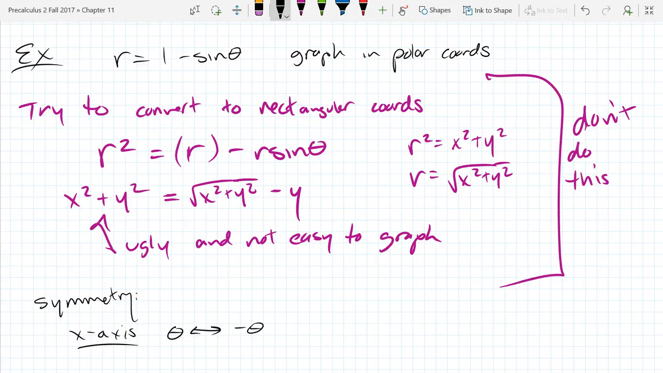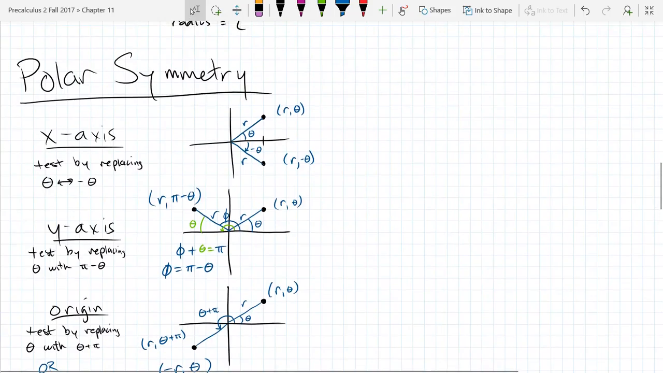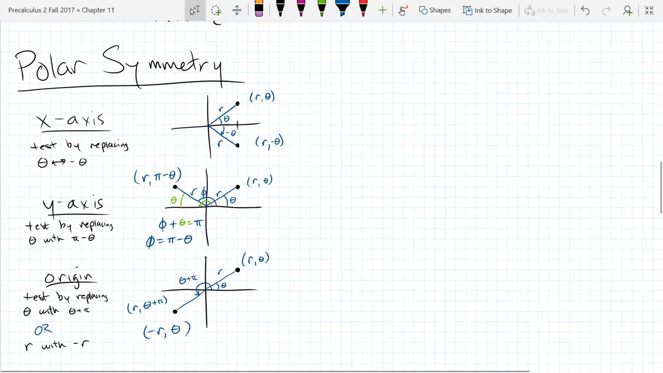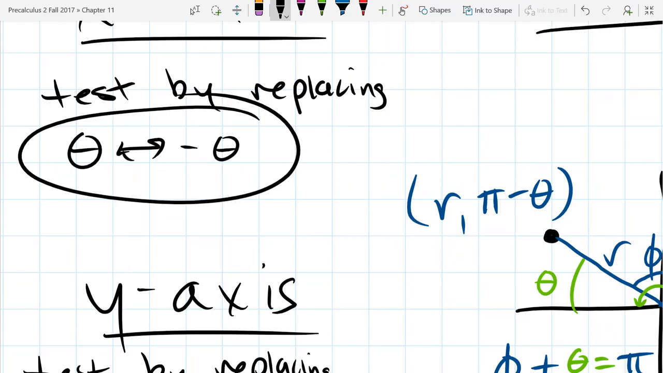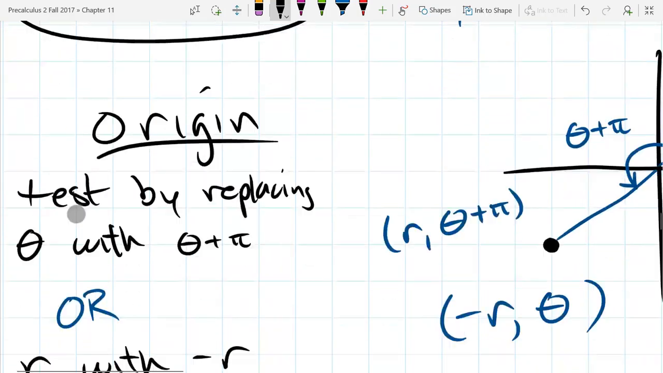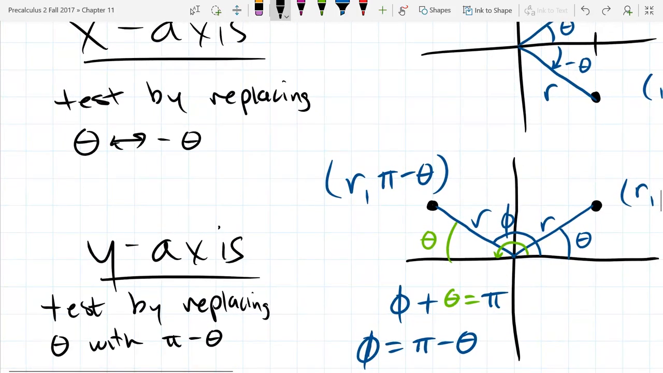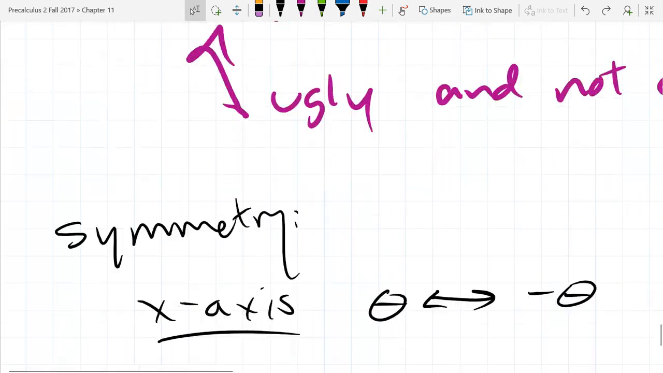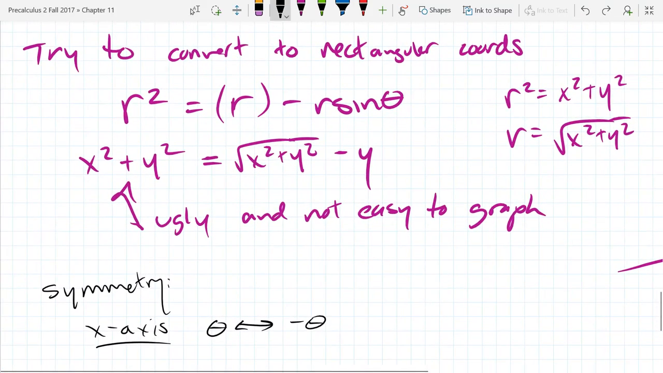All right, so we're going to find symmetry first. X-axis is probably the easiest to find because it requires replacing theta with negative theta. The tests, we looked at that at the end of class. These are the polar symmetries that I'm using right here. So we're looking for x-axis first. We're going to replace theta by minus theta. So this is the test I'm running first. After this test, I'll be doing y-axis testing right here. After y-axis, then I may or may not be doing origin. There's two tests for origin.